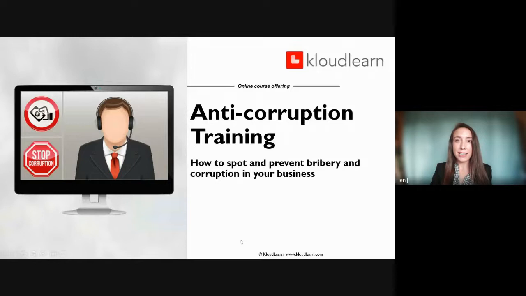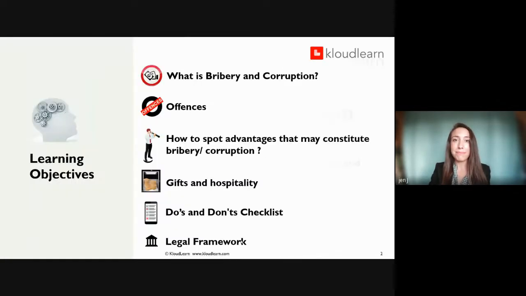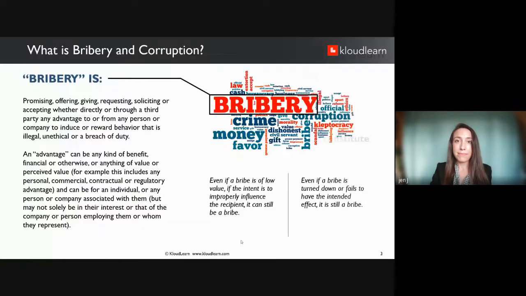Anti-corruption training: how to spot and prevent bribery and corruption in your business. The learning objectives for this course: what is bribery and corruption, offenses, how to spot advantages that may constitute bribery or corruption, gifts and hospitality, the do's and don'ts checklist, and legal framework. Let's start by looking at what is bribery and corruption.